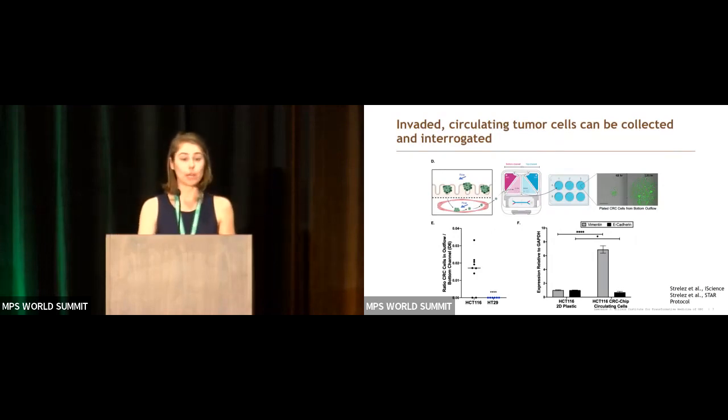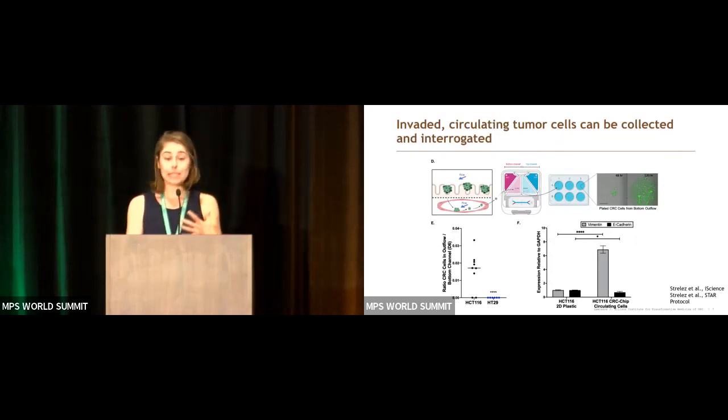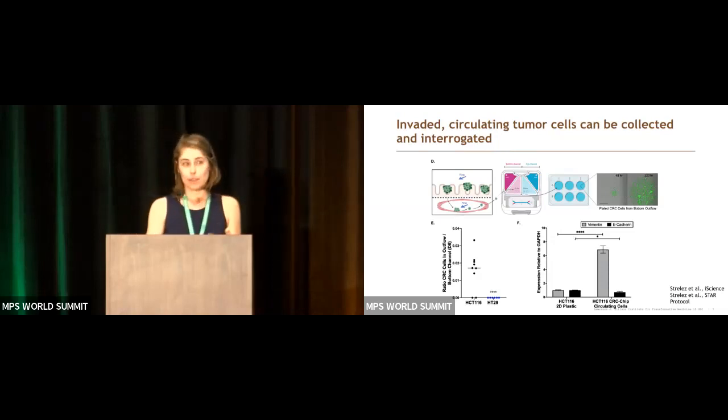In this example here, we're seeing that Vimentin is increased and E-cadherin is decreased in these circulating tumor cells, suggesting that they are undergoing some epithelial to mesenchymal transition.